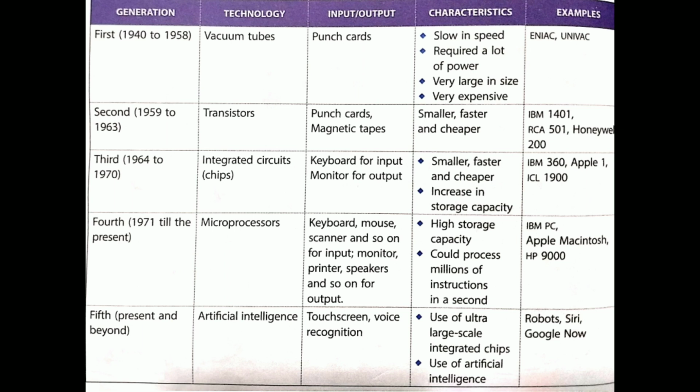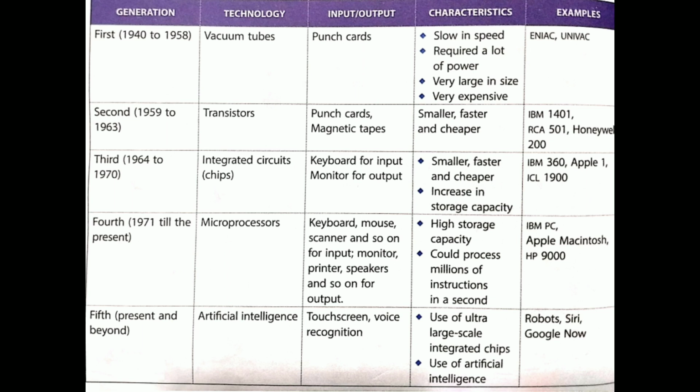Third generation, time period was from 1964 to 1970. Technology used was integrated circuits. For input purpose, we used keyboard, and for output we used monitor. That is, we used only one device for input, and for outputting we used only one device, that was monitor. Characteristics are, they are smaller, faster and cheaper, and there is an increase in storage capacity. Examples are IBM 360, Apple I, ICL 1900.